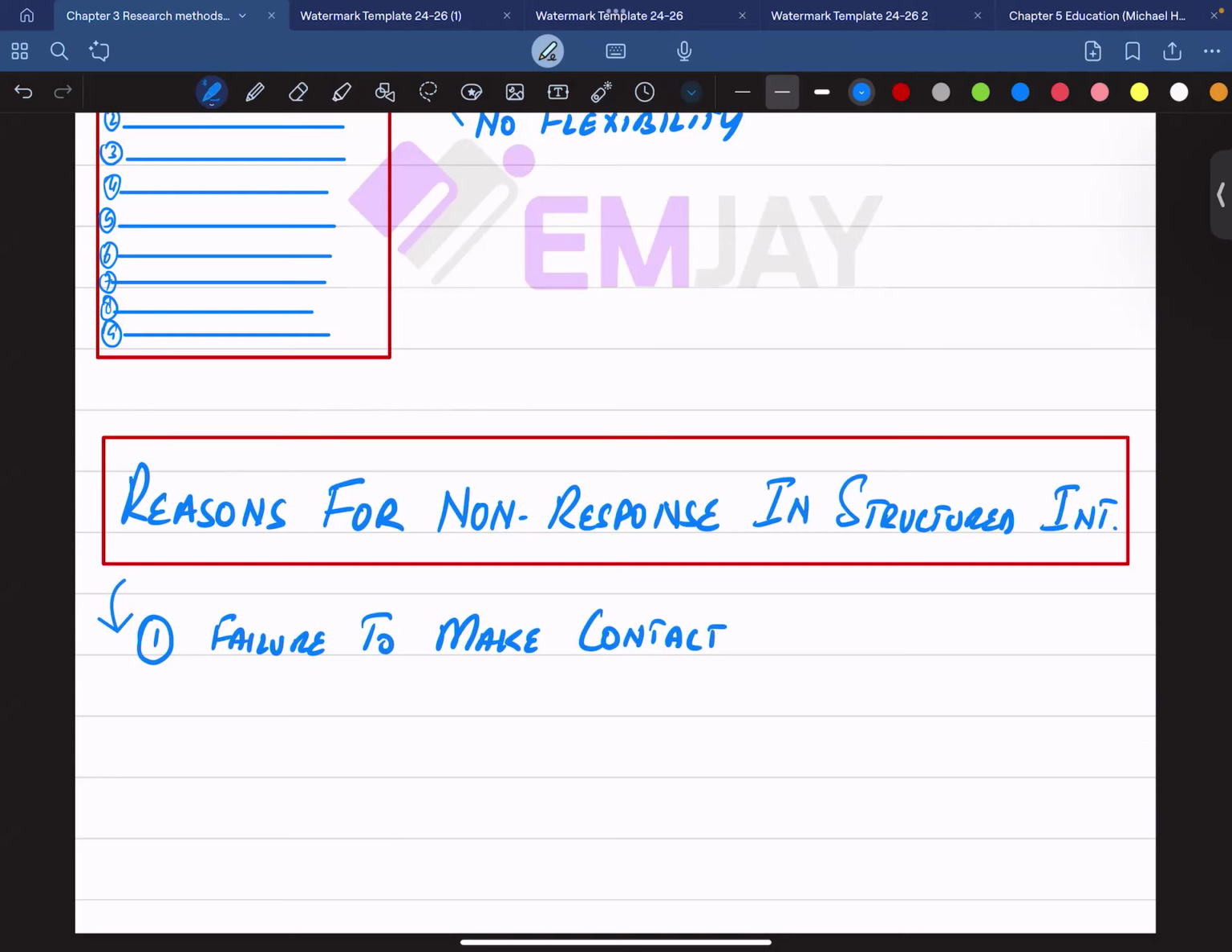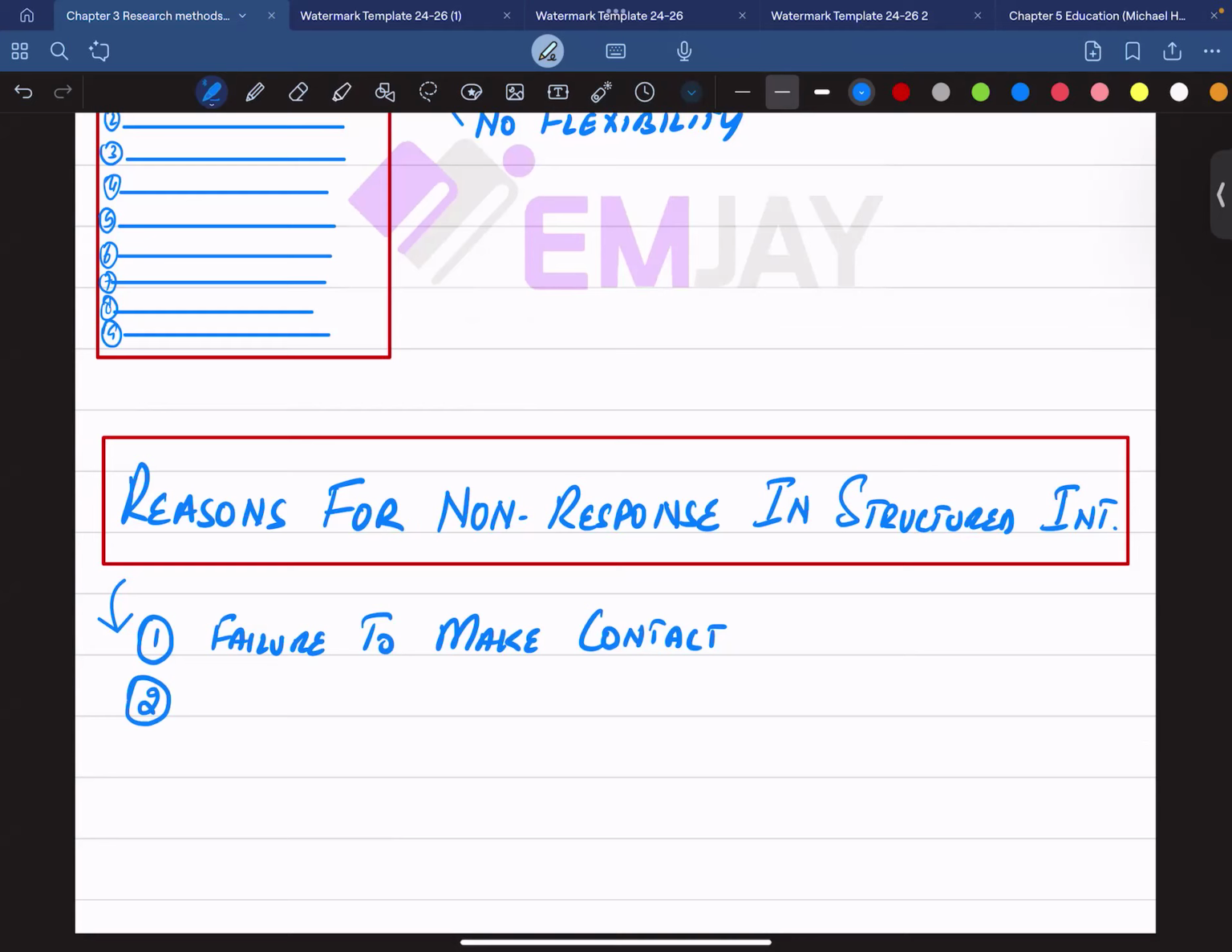That person might have moved away, might be on holidays, or simply may not be at home. So, when the researcher tries making contact with the participant, in this case an interviewee, and fails to make that contact, that might be a reason that leads to a non response in the case of a structured interview. Now, another category over here is pretty self-explanatory, pretty simple to understand, nothing to worry about.